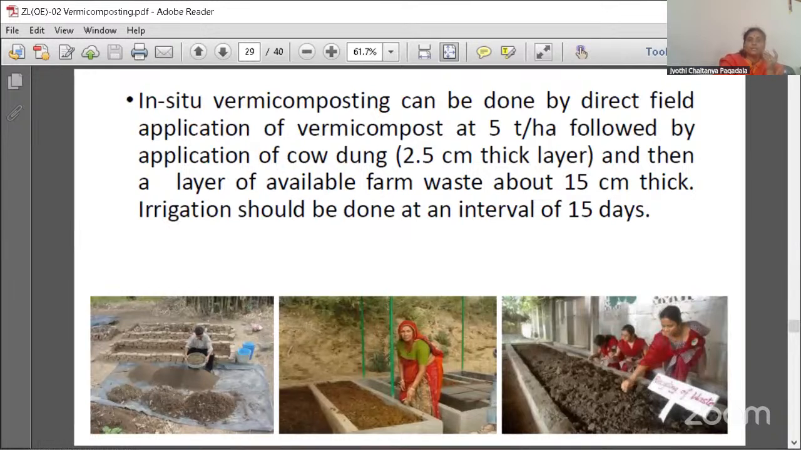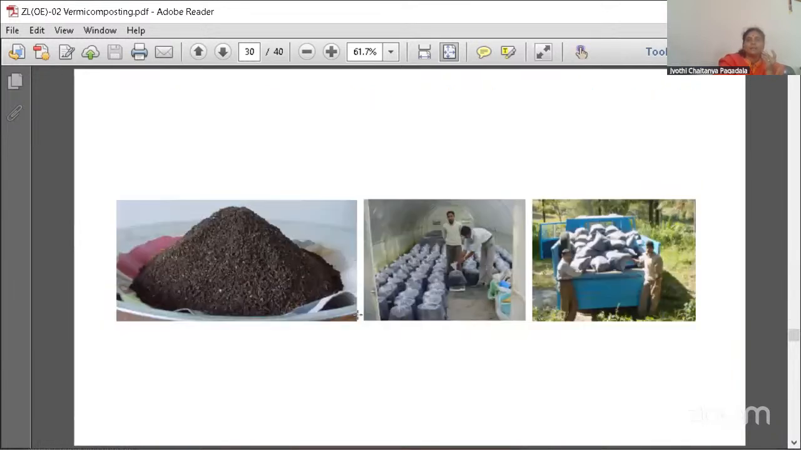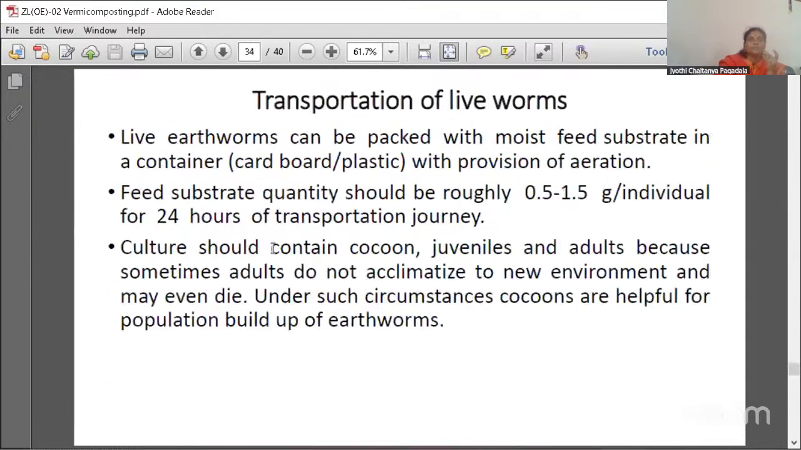Here you can see the beds, and here you can see the packaging of the material. Once the vermicompost is prepared, you can see the look. It is looking like black gold actually. It will not produce any foul and bad odor. This is the beauty of vermicompost.